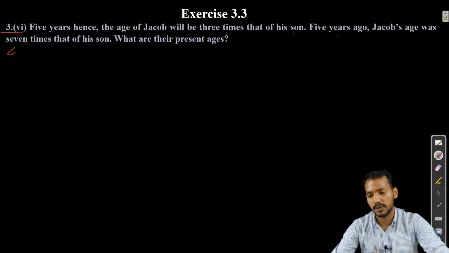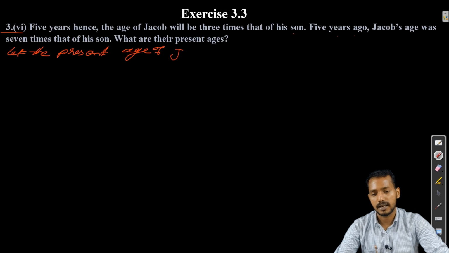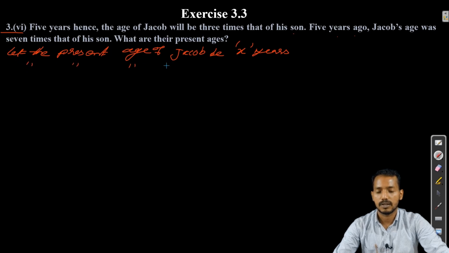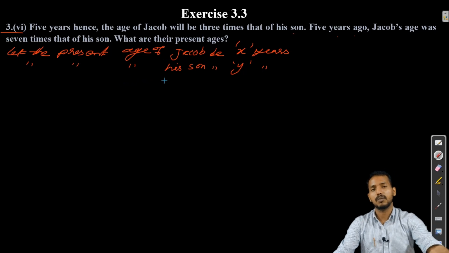So first we set up the variables. Let the present age of Jacob be x years. Obviously, the present age of his son be y years. We have set up the variables.